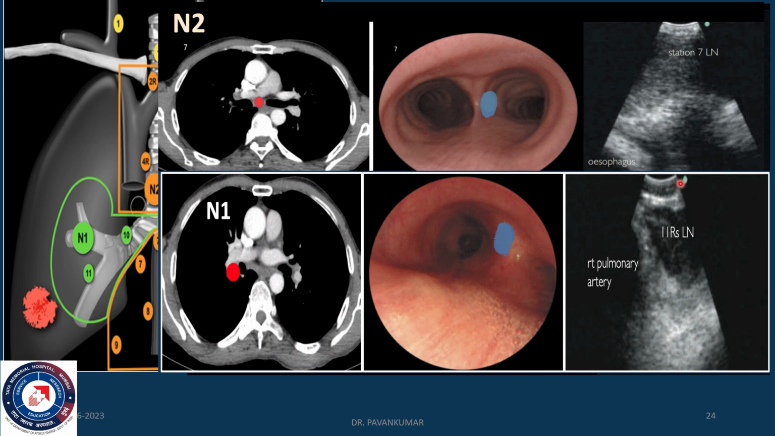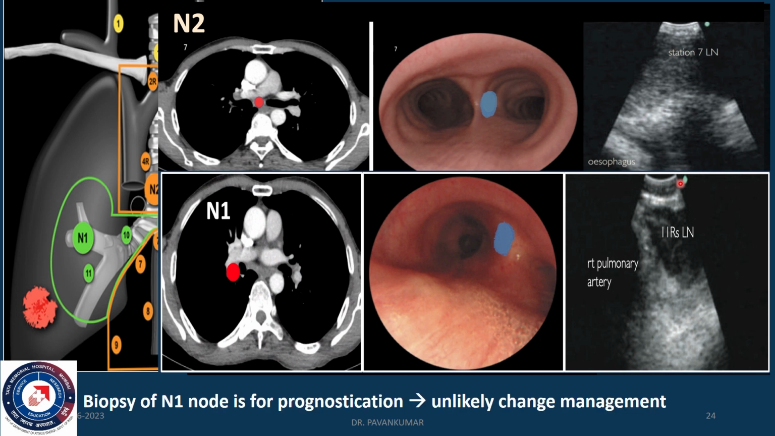You all know the endobronchial landmarks. You all know the ultrasound anatomy. I'm not going to go into details of that. But whether we need to sample N1 nodes every time or not: if the patient is a surgical candidate, the node will be removed during the surgery. So N1 node sampling is not always necessary. It is necessary to prognosticate that this patient had N1.